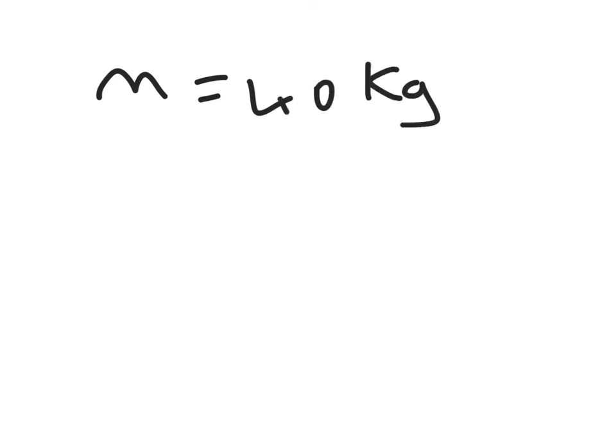All right, so number 11 said you lift an object off the ground that has a mass of 40 kilograms. So M is equal to 40 kilograms, and up a distance, D, of 1.5 meters. How much work did you do to lift that object?